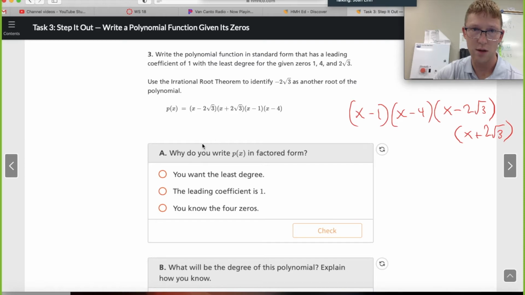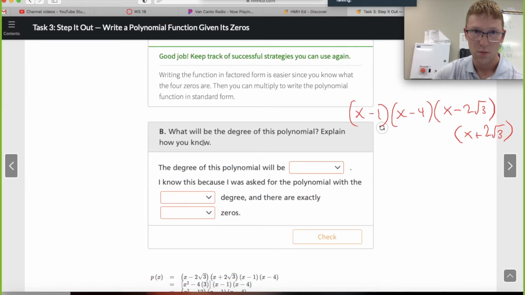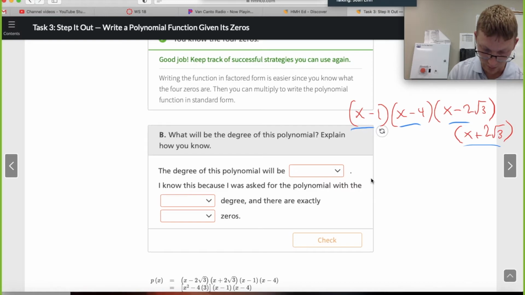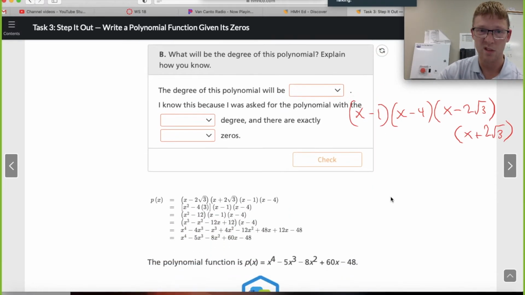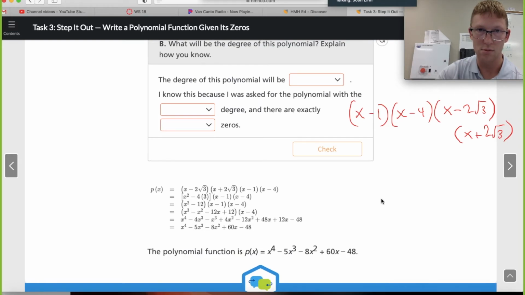So why do you write it in factored form? Because we know the zeros. What will be the degree of this polynomial? It's going to be a degree of 4 because we have 4 roots. And if you just multiply all these together, quote unquote, real quick, you know that you're going to have at least one x to the power of 4. And so then we math, right?